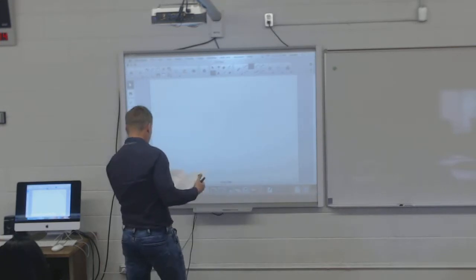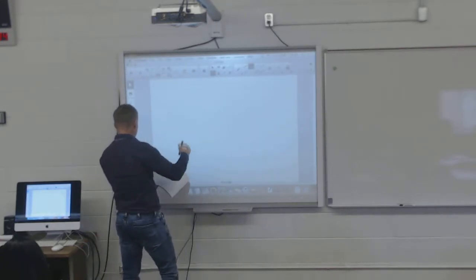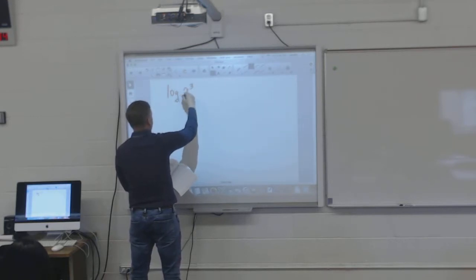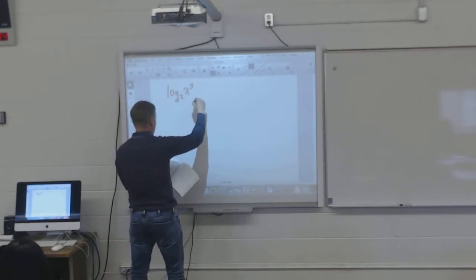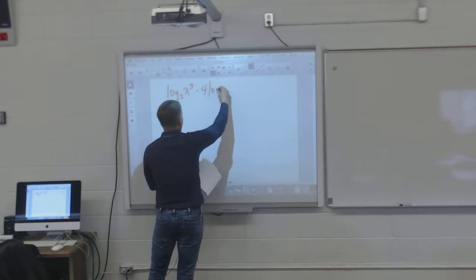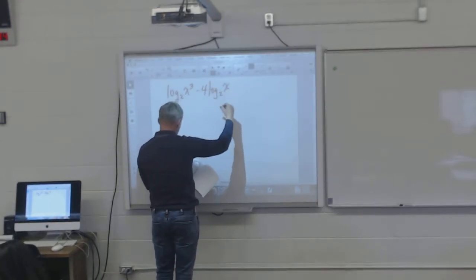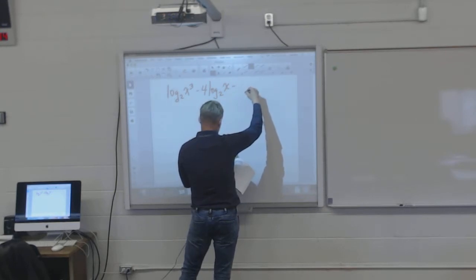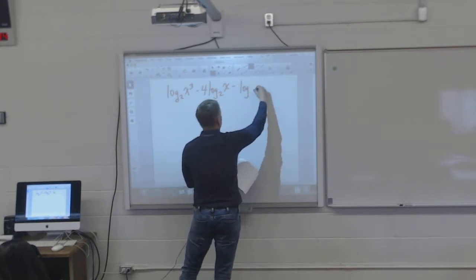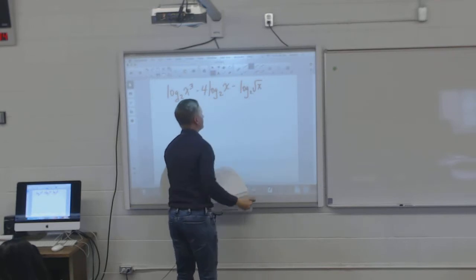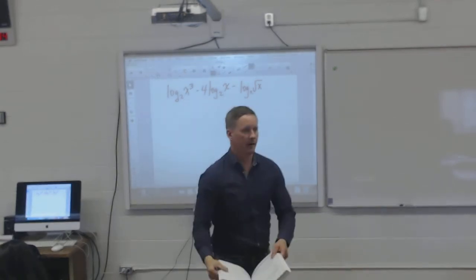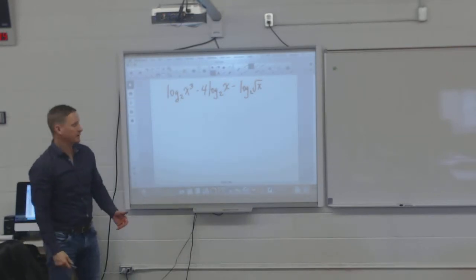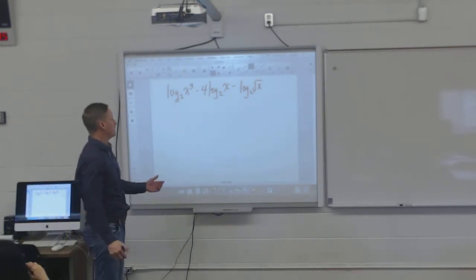Okay? So I've got log x cubed base 2 minus 4 log x base 2 minus log square root x base 2. Okay? How are we doing? You falling asleep? Probably a little column A, little column B.